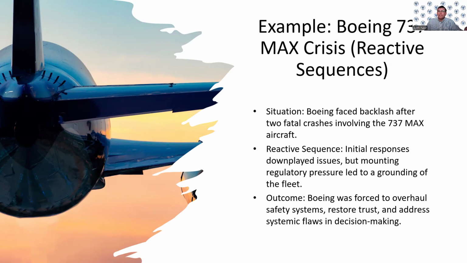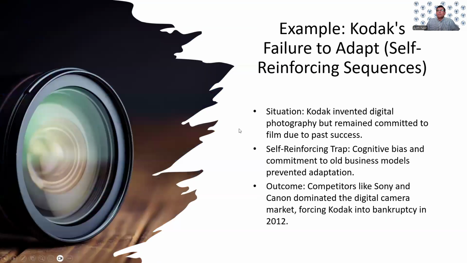They were forced to redesign the safety system, undergo a complete overhaul in corporate decision-making, and rebuild the trust. The FAA and the global regulators imposed much stricter oversight, changing the aviation industry's safety approval process. So this crisis highlighted the dangers of reactive responses, showing proactive risk management as the key to adapt in the change management cycle.